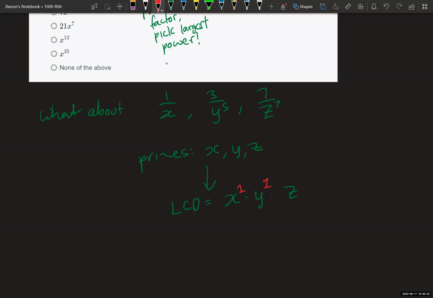I know about the LCD. I'm talking about how we said 5, not 1. So if it's 1 over x and 3 over x to the fifth and 7 over x to the seventh, we picked x to the seventh because the base is the same. But if it was 1 over x, 3 over y to the fifth, we can't just pick z to the seventh, right? Because it's not the same base.